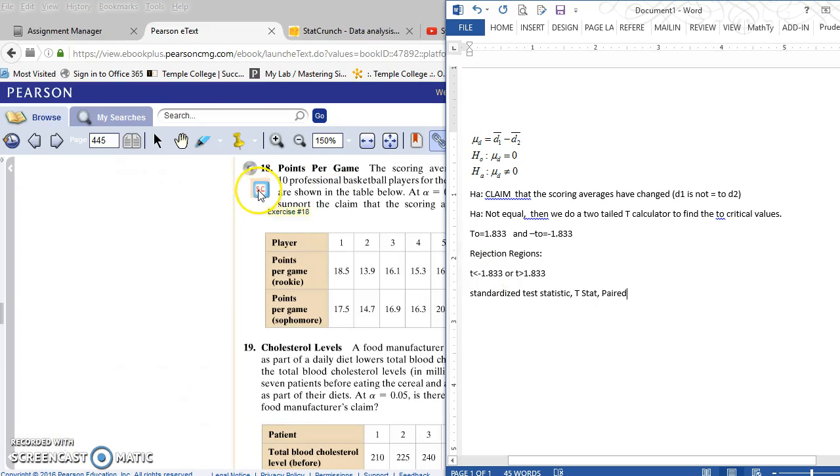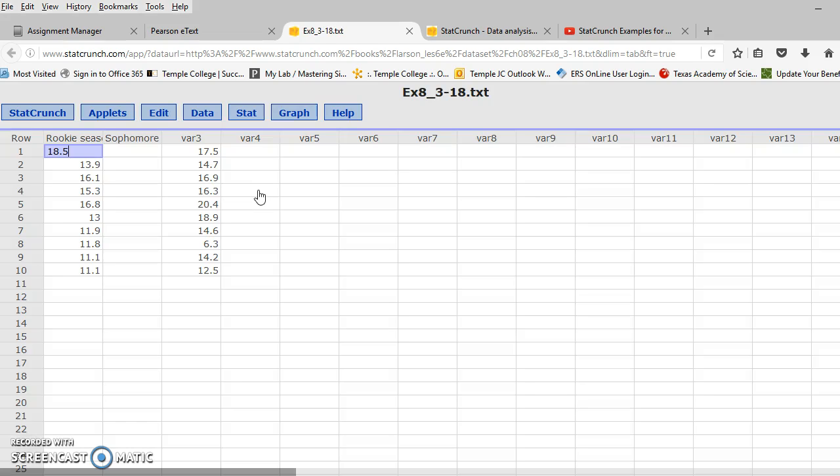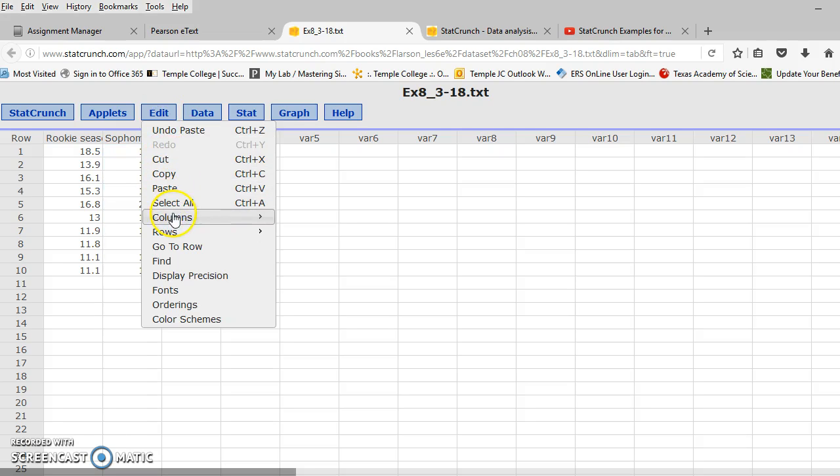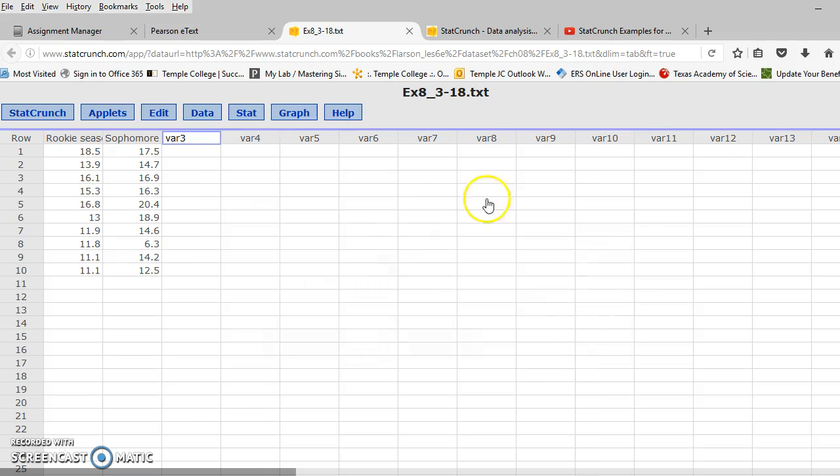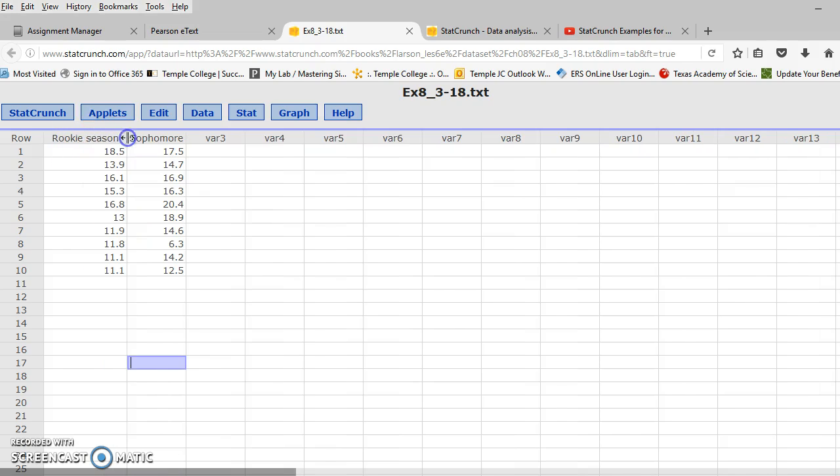So I'm going to go back to the problem and open it in StatCrunch, and you'll notice there's a rookie season, and it looks like StatCrunch was a little crazy here. I'm just going to hold that and click here, and then do a Control-C. I'm going to put it over here and do a Control-V, and then I'm just going to edit, go to columns, and delete that var 3 so that I don't see duplicates. There we go. So now we see the rookie season. I'll scoot that over so you can see the word.